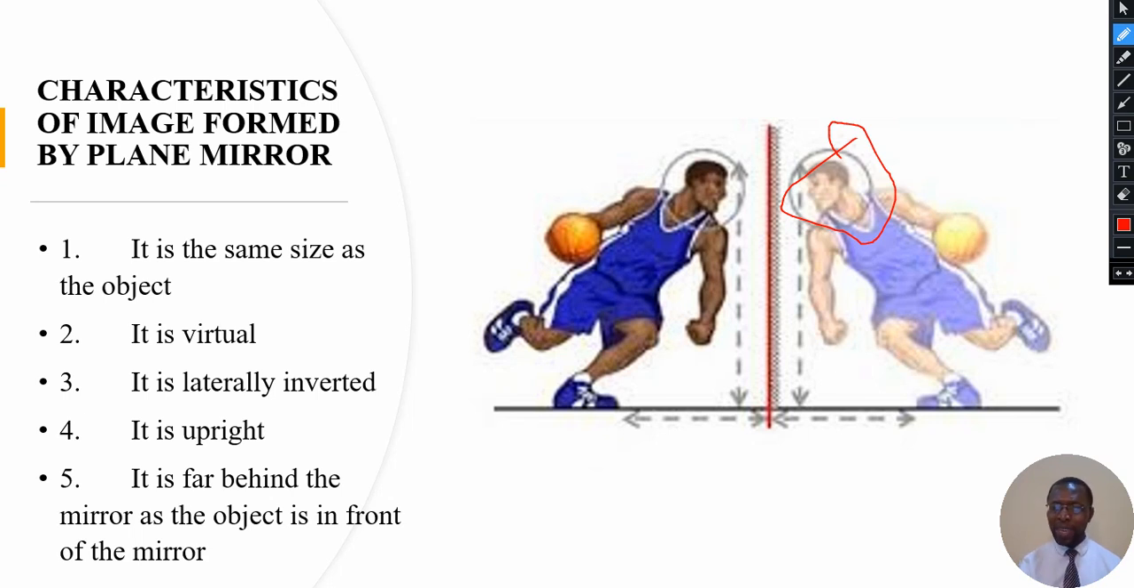And another thing is that this image is laterally inverted. When something is laterally inverted, it means it is facing you. You could see that the object is facing the image. That's the lateral inversion. And then another characteristic is that the image is upright. It's not inverted. Remember, in the case of the pinhole camera, the image formed is inverted. But for a mirror, the image formed is upright. It's not upside down. And then another thing is that the distance between the image and the mirror is the same as the distance between the mirror and the object. For example, if the object is 2 centimeters from the mirror, the image will be 2 centimeters behind it. Do we get it now? So these are the 5 characteristics of the image formed in a plane mirror.